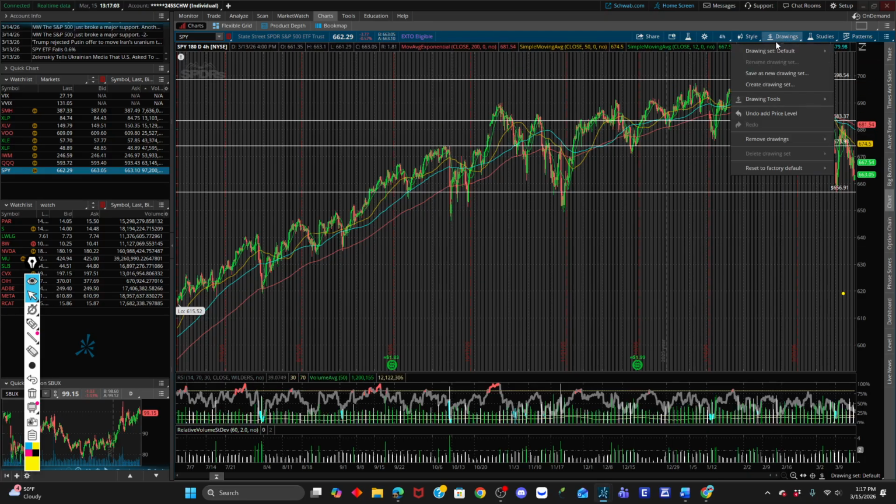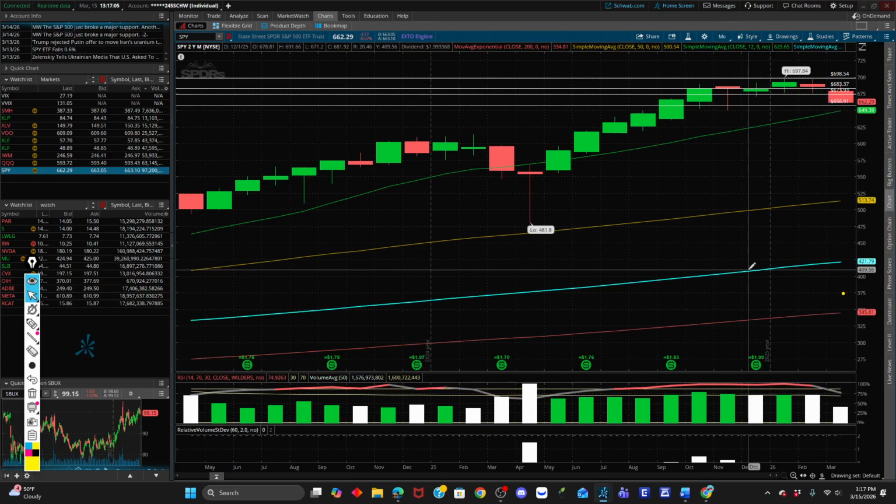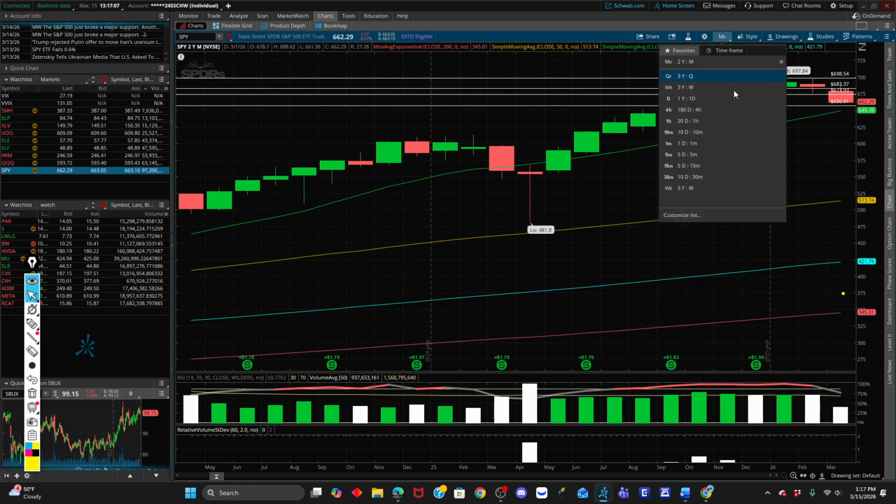Zoomed out, right? All the way to zoomed in.